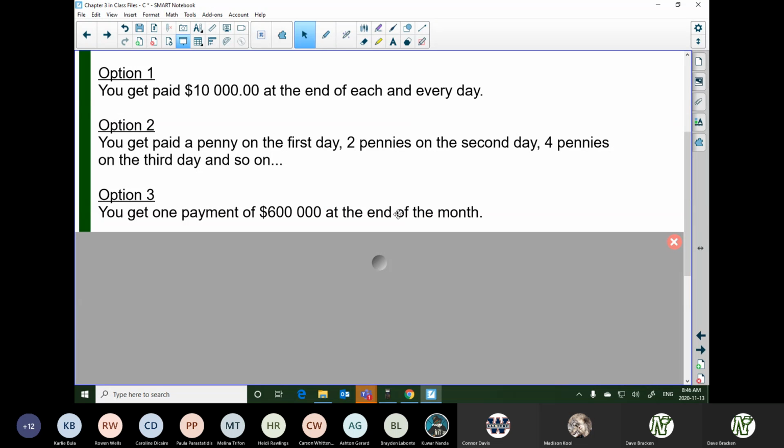Now, what would be a drawback from 3? The only drawback I would see from 3 is if you end up messing up along the way, you don't get any money. So at least in option 1, you do it for a week and you get paid 10,000 at the end of every day. At least with option 1, if you mess up, you at least get some money out of it, right?